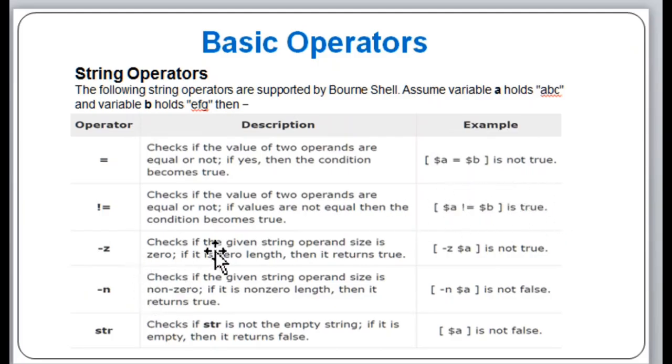So we have dash Z, and this checks if the given string operand size is 0. If it is 0 length, then it returns true. Dash Z A, so you would put Z first and then A. This is not true because A holds a value. It has a string in it. Length is not 0. Dash N checks if the given string operand size is non-zero, meaning there is something in it. Dash N A. If it is non-zero length, then it returns true.